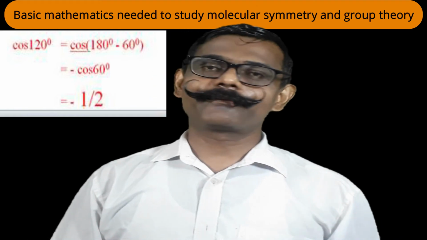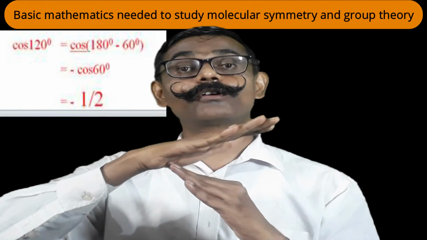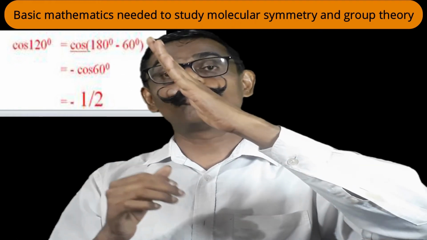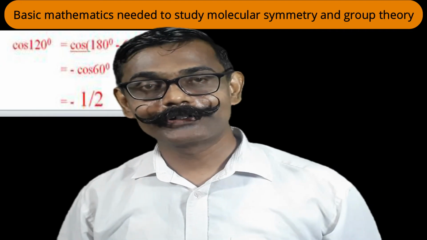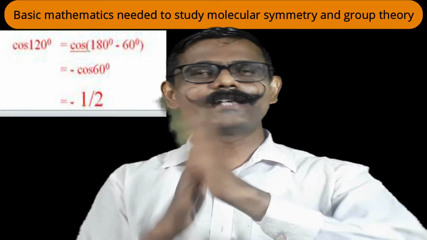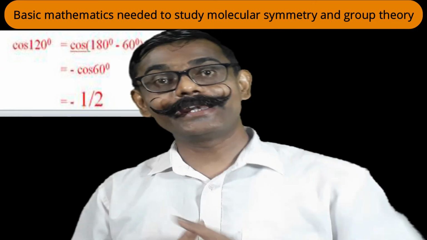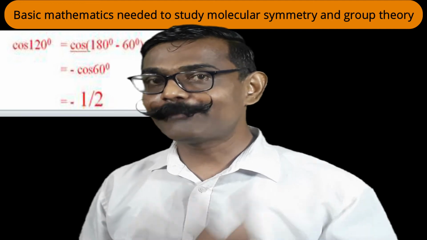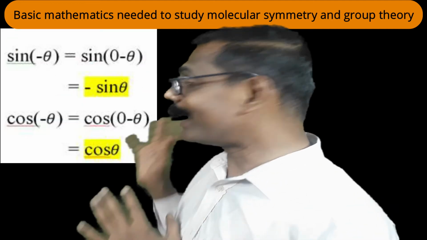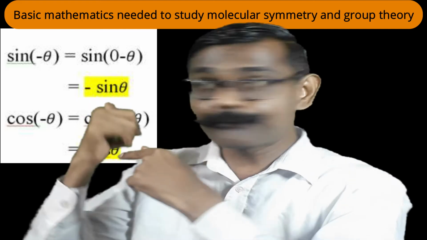Similarly, we can find the rotation by 60 degrees in the anticlockwise direction, and the rotation by minus 60 degrees in the clockwise direction. So we know sine 60, cos 60. What about minus 60? What about minus theta? What is sine minus theta? Sine minus theta is minus sine theta. You can work with the same principle.